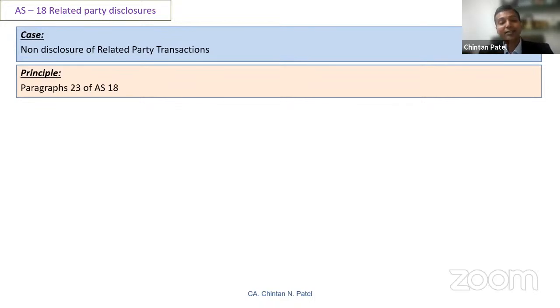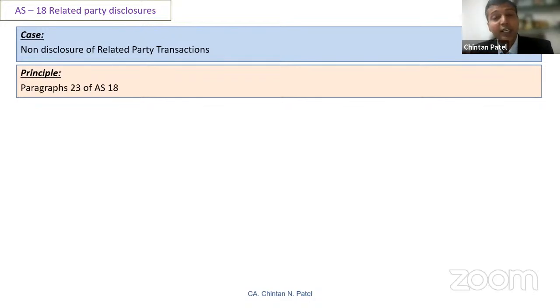AS 18 provides a detailed understanding as far as the disclosure is concerned. And one very important thing which I would like to highlight here is that under AS 18, there are two main points. First, there are a few disclosures which are compulsory. They have to be provided irrespective of the transaction. Even if there are no transactions with the related party, the disclosure has to be provided. That is, you have to provide the name of the related party and the nature of relationship where control exists. So if you have control over anything like a subsidiary company, the name and relationship have to be provided even though there is no transaction.